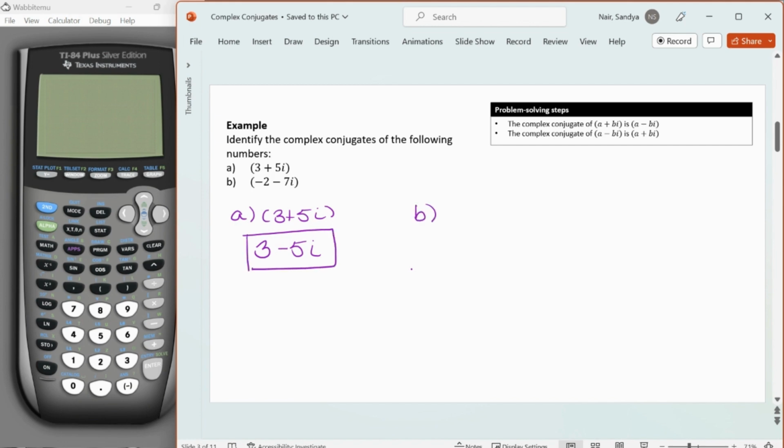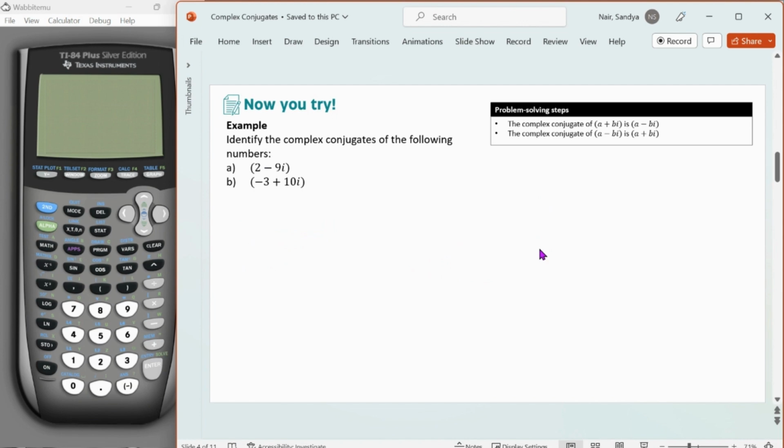Now let's try B. We have negative 2 minus 7i. Once again, we're going to keep the real part the same, and then we're going to switch the sign in front of the imaginary term. So we have negative 2 plus 7i. Now you can go ahead and pause the video and try doing this example on your own.